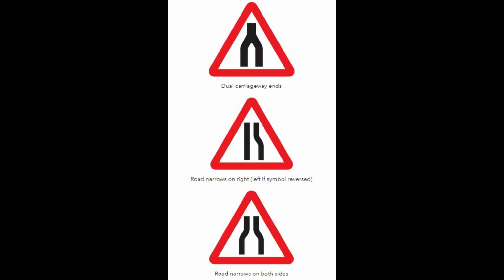So these are the three pictures that show you the road narrowing. The top one is dual carriageway ends. The second one in the middle means road narrows on the right. That means you have to be wary and give way to traffic coming from the right. The third picture means road narrows on both sides.